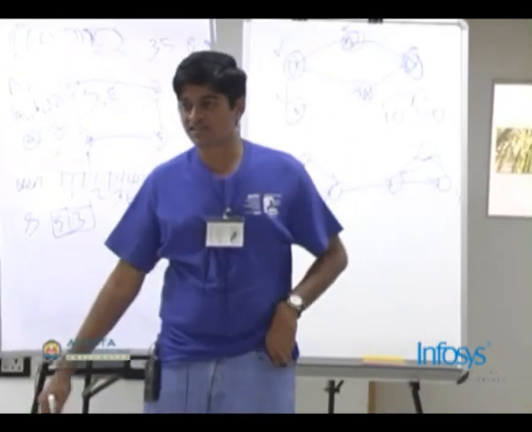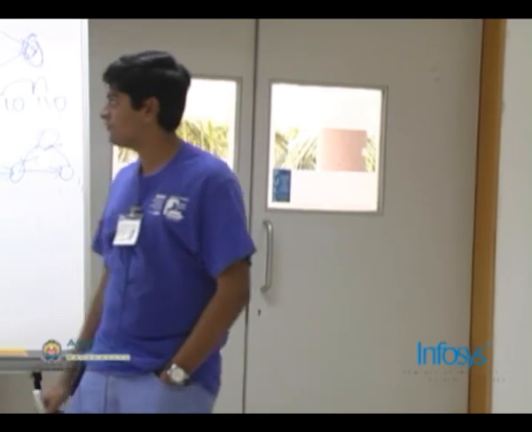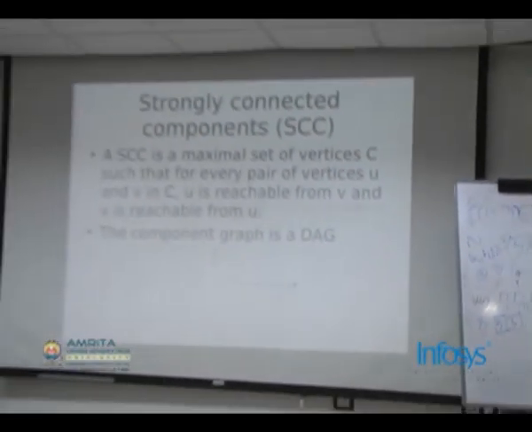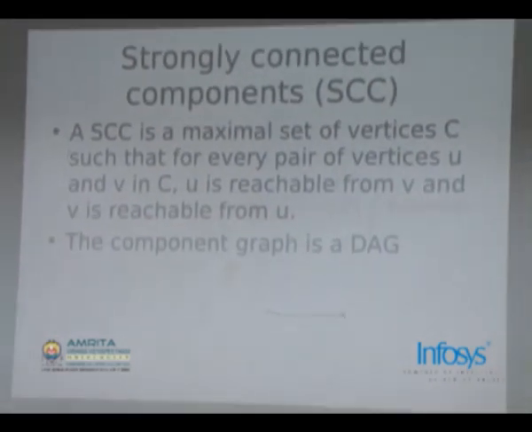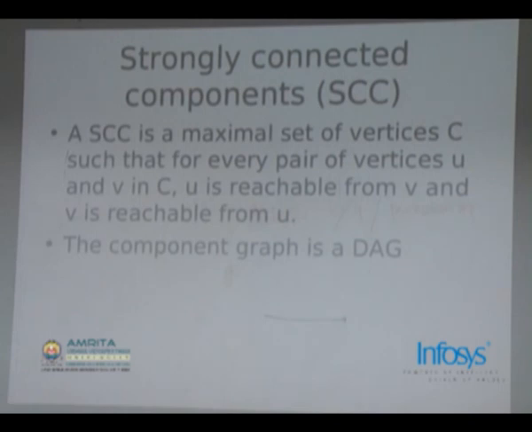So, what is a strongly connected component? A strongly connected component is a maximal set of vertices C such that for every pair of vertices U and V in C, U is reachable from V and V is reachable from U. Okay, he gave an example, right? He told the answer, according to his algo, the answer is 2, but the answer is 1 actually. Any node in this cycle will do.